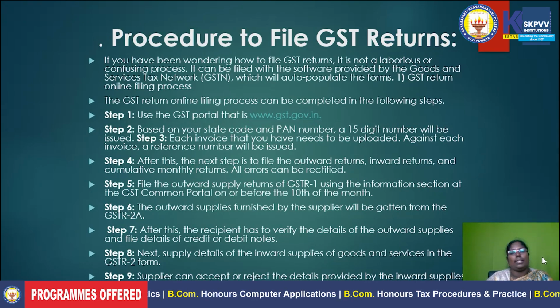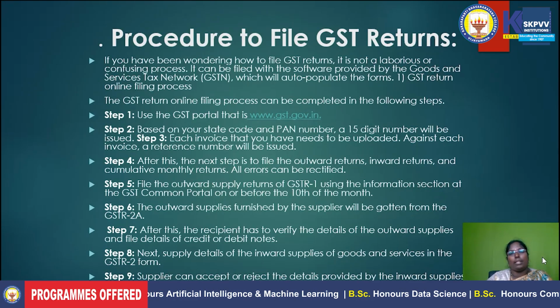After creating the GST number, you need to mention the outward supplies, inward supplies and the cumulative monthly returns. All errors can be rectified. So that is GSTR 1, 2, 3B. All these details are mentioned clearly month-wise. If you are giving the details quarterly, then file the GST quarterly filings.